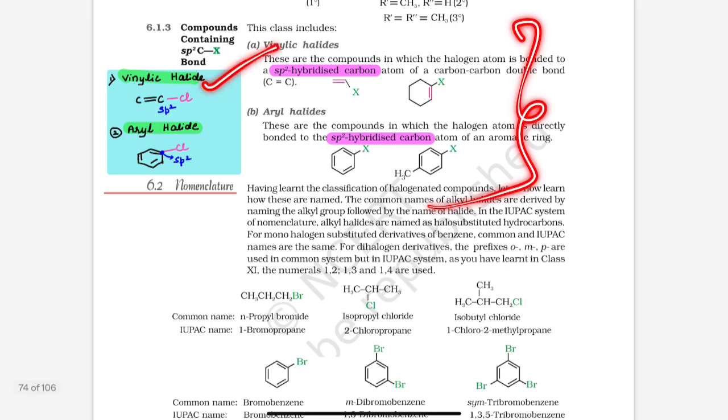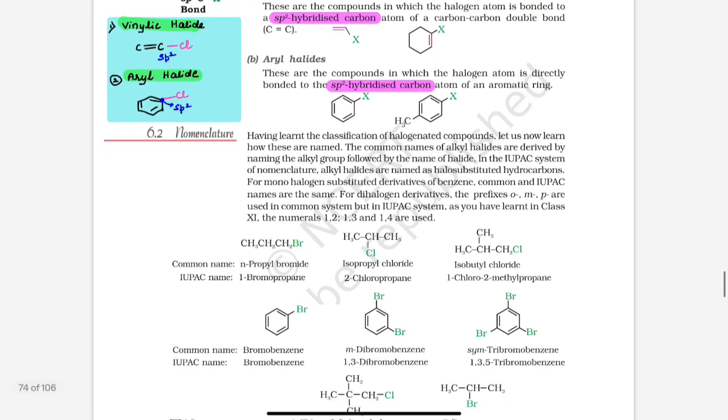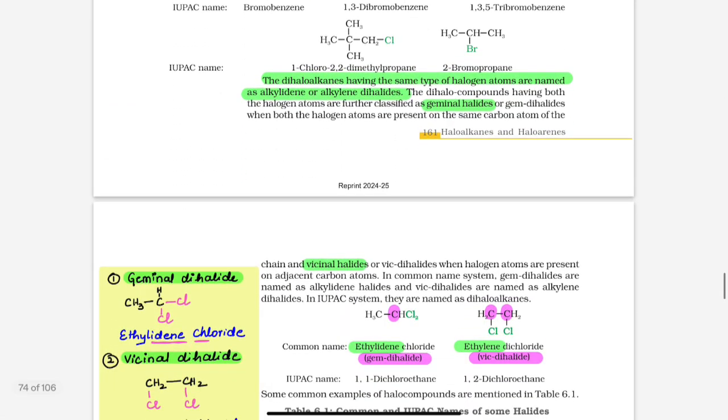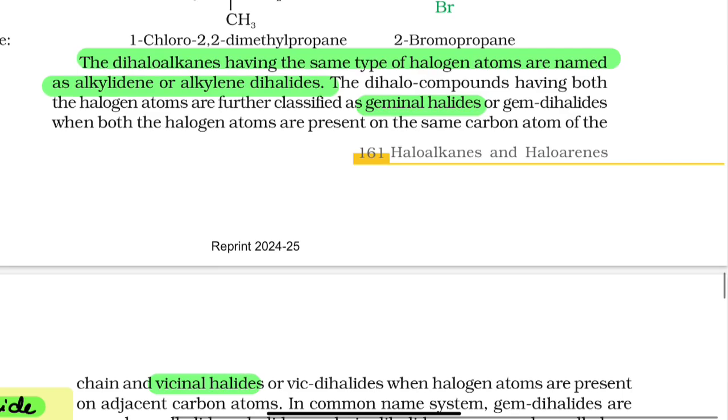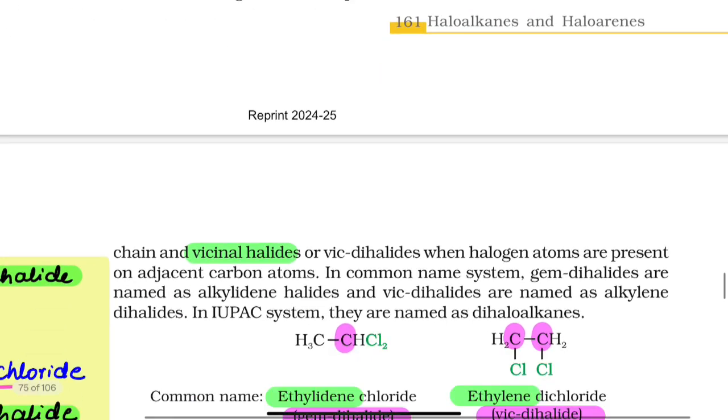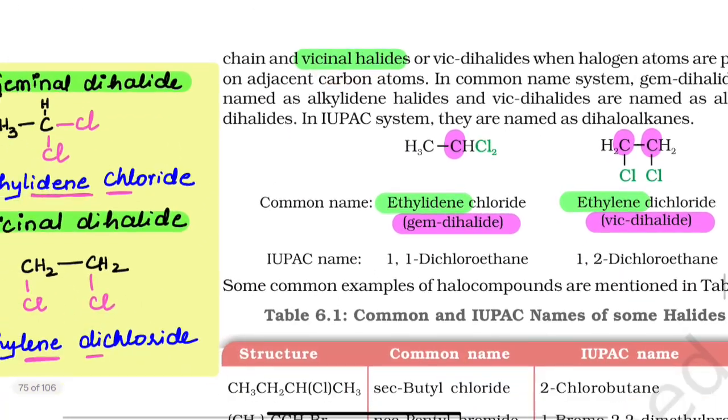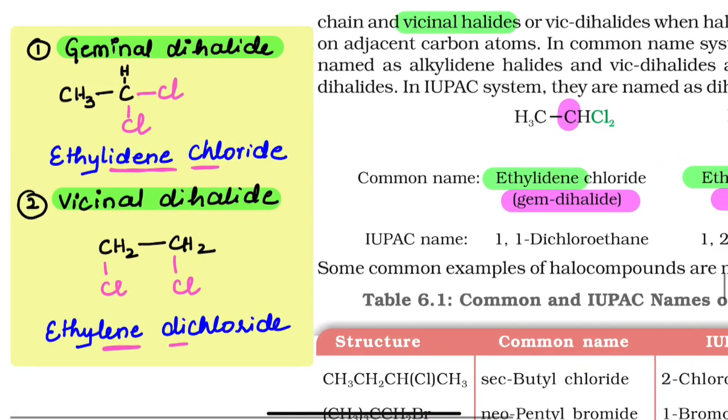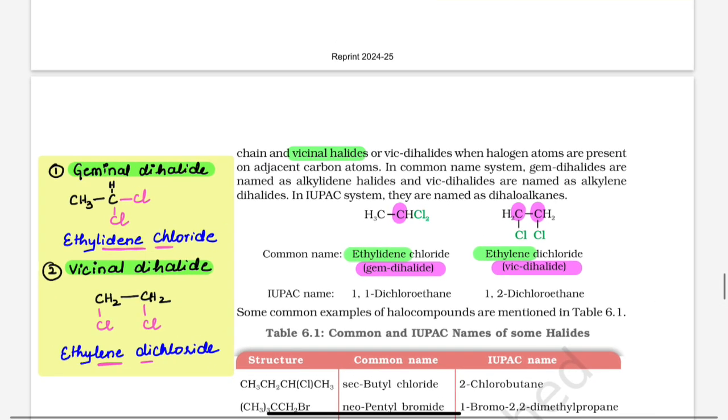Here it is given about vinylic and aryl halide. And next they have given about two types of halides, which are geminal halide and vicinal halide. So what is that? See, geminal dihalide means the same type of halogen is connected to one carbon. This is called geminal dihalide. Vicinal dihalide means the same type of halogen is connected to different carbon atoms. So see here what is given.